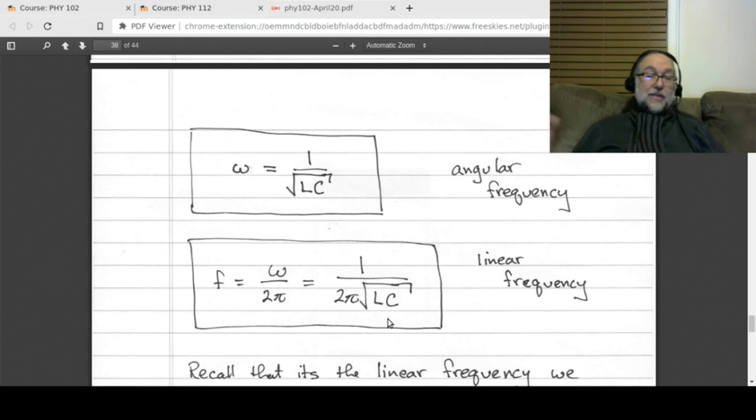So if you build this LC circuit, what you would discover is that it oscillates. You could hook it up to an oscilloscope, and you would see that the voltage goes up and down, up and down, up and down, like that. It'll actually oscillate, and it oscillates with a frequency f, which is equal to 1 over 2 pi times the square root of L times C. So there's the linear frequency of the oscillating LC circuit.